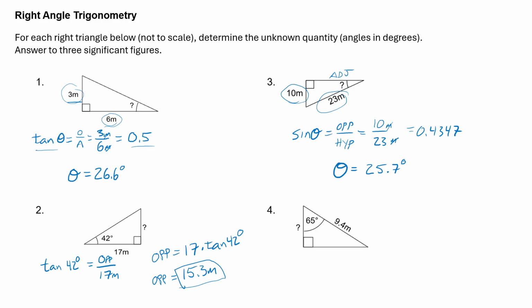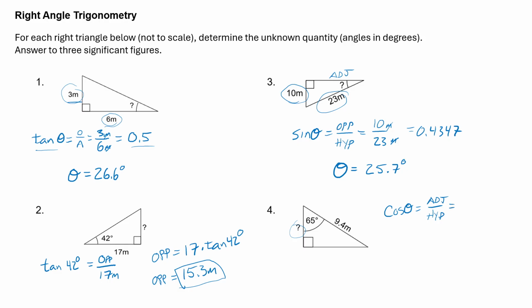I've got a 65-degree angle. I know that 9.4 meters is my hypotenuse, and I've got an unknown. It's the adjacent as opposed to the opposite, so this adjacent side is what I'm looking for. I need a relationship between the adjacent and the hypotenuse. So SOHCAHTOA, that's my cosine: adjacent over the hypotenuse. So the cosine of the angle is going to be my adjacent over my hypotenuse.